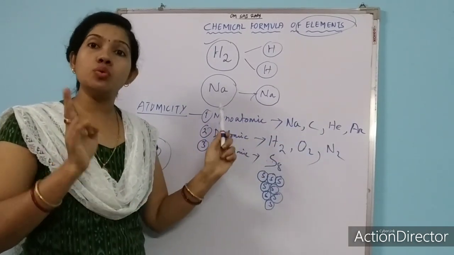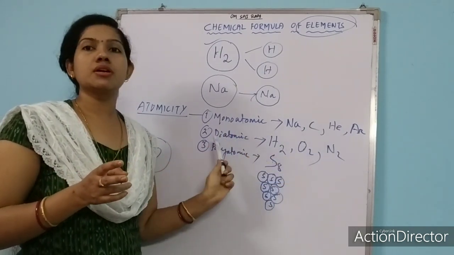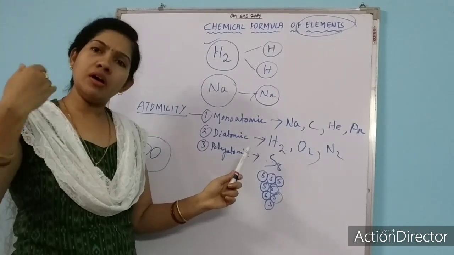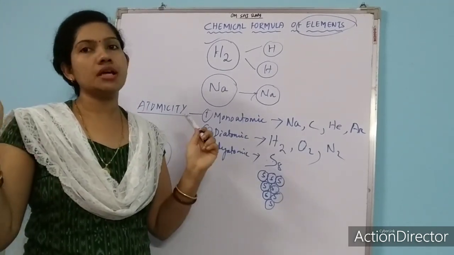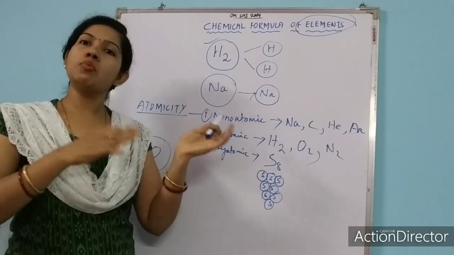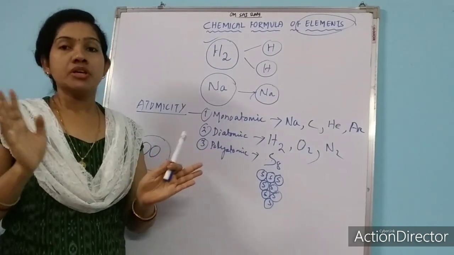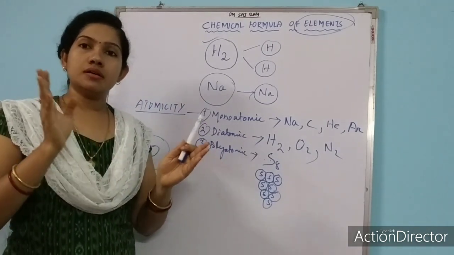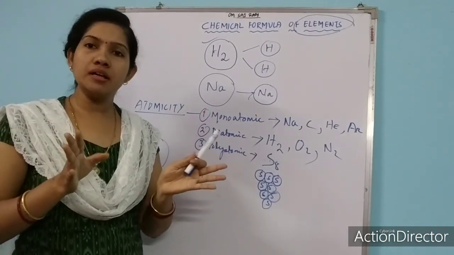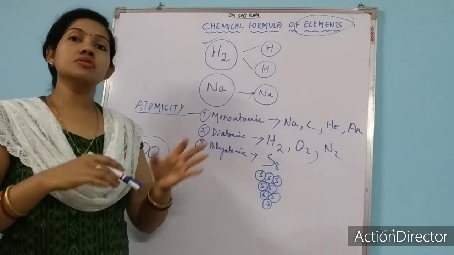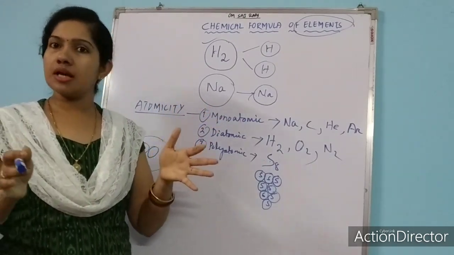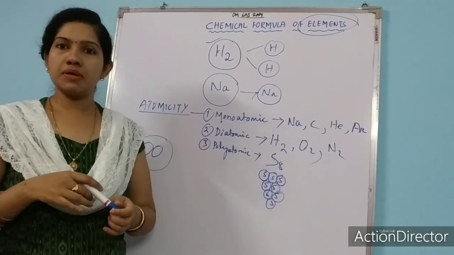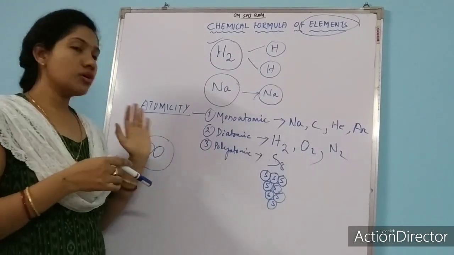More than one, meaning 2, we call diatomic. 3 is triatomic, or simply we can represent it as polyatomic. There are some monoatomic and polyatomic elements given in your book. Just go through that and read out all those monoatomic and polyatomic elements. That is a very important topic. So this is called atomicity.